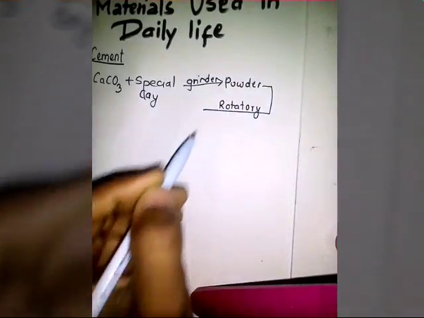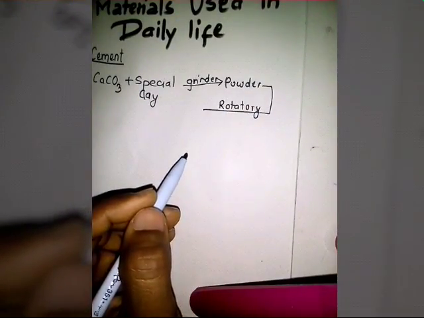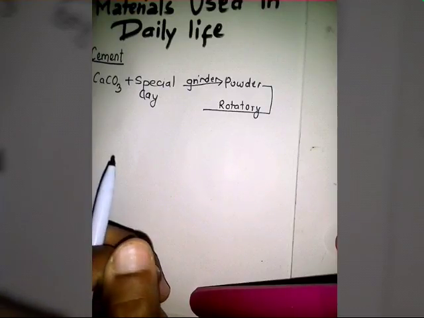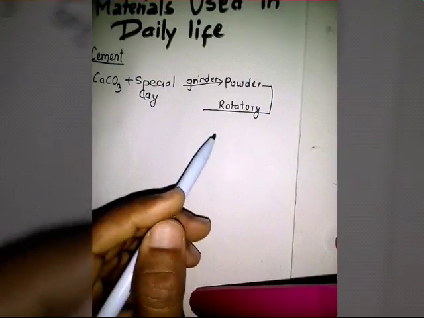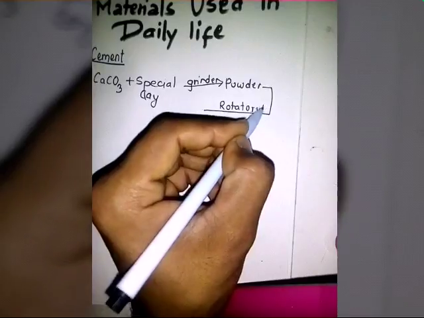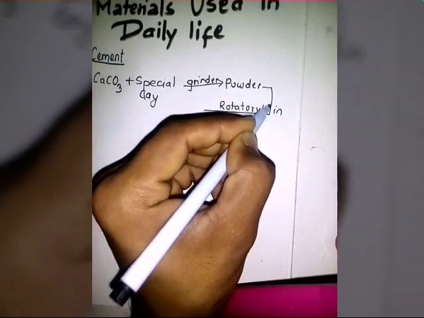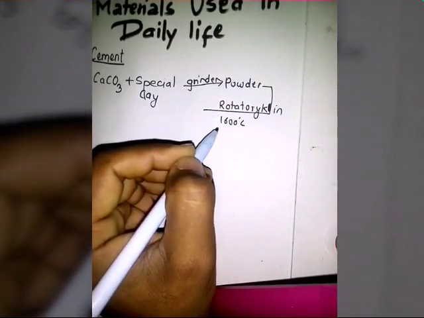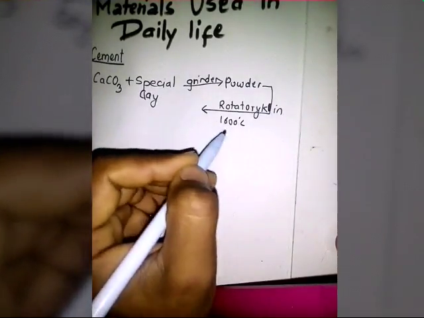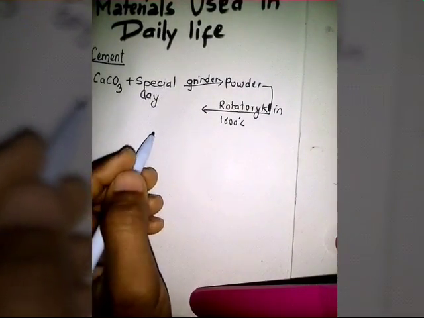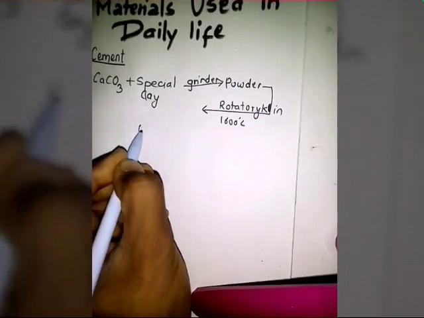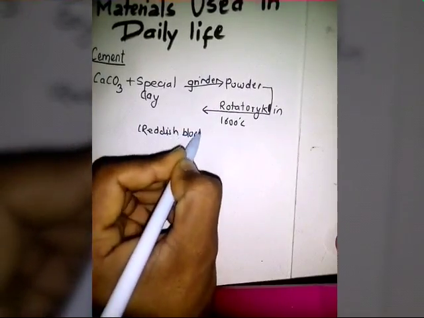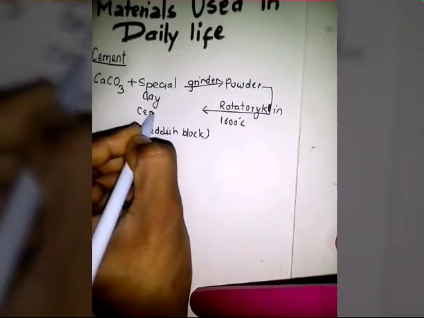Now, rotary, you may have seen it, like a Panchakanya one, where they mix water, sand and cement while making a house. Rotary is in the sense like that, but it is a kiln. Kiln means it can hold high temperature. So this is heated to a temperature of about 1600 degree Celsius, and because of this heating it brings a chemical change in them, and now it will form a reddish block. This reddish block is known as cement clinker.